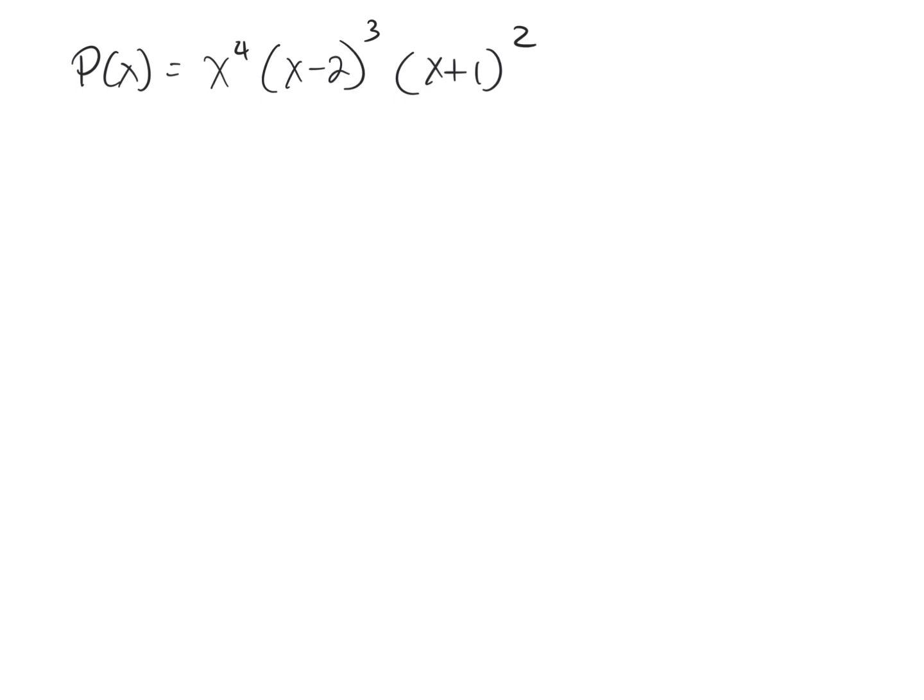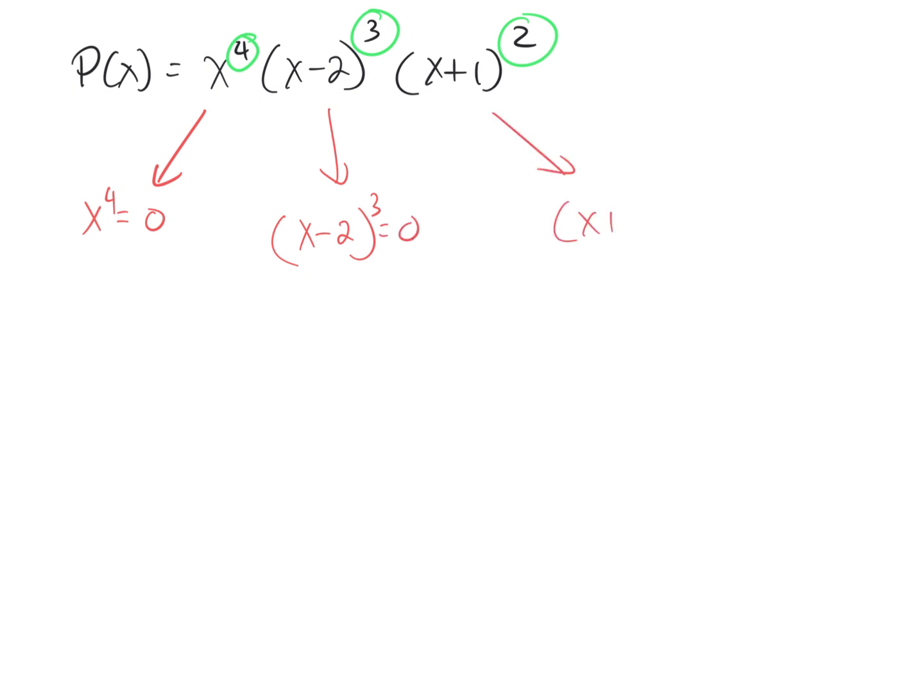So what does this mean for the multiplicity? We're going to look at the exponent of these terms. So it's going to be x to the 4th is equal to 0. It's going to be (x minus 2) cubed is equal to 0. And it's going to be (x plus 1) squared equal to 0. Now, you would solve it by taking the 4th root, and you end up with x is equal to 0. But that exponent is what's going to tell you the multiplicity.